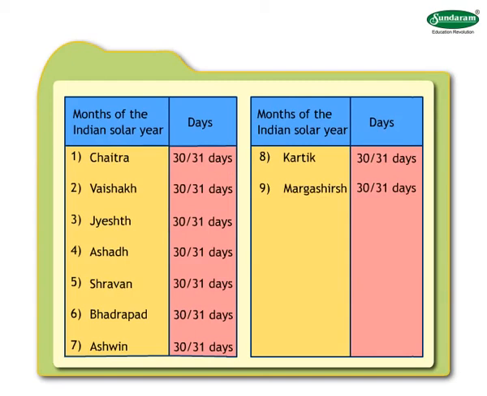The 10th month is Paush. It has 30 or 31 days. The 11th month is Magh. It has 30 or 31 days. The 12th month is Phagun. It has 30 or 31 days. Now, see the table of both Gregorian and Indian solar year months together.